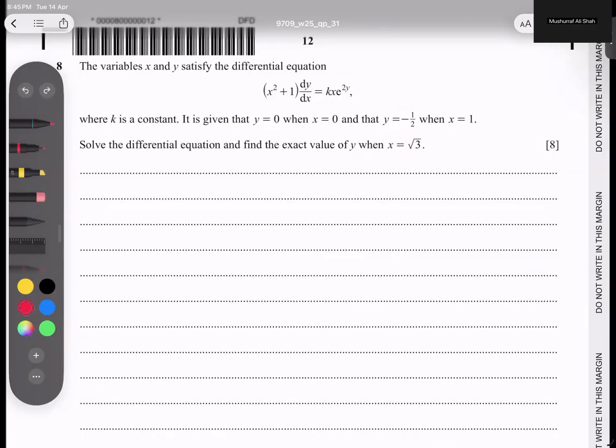So step number 1, what is the rule? Cross multiply. Main objective is what? To separate the variables. Separation of variables. Okay, because I'm looking for y, so my job is to make y the subject.